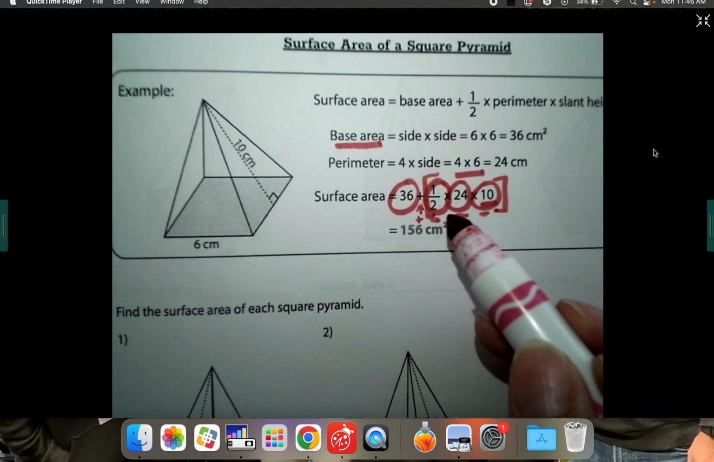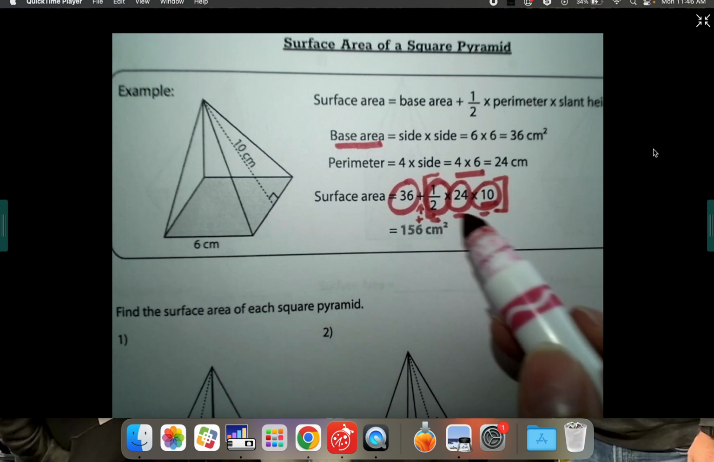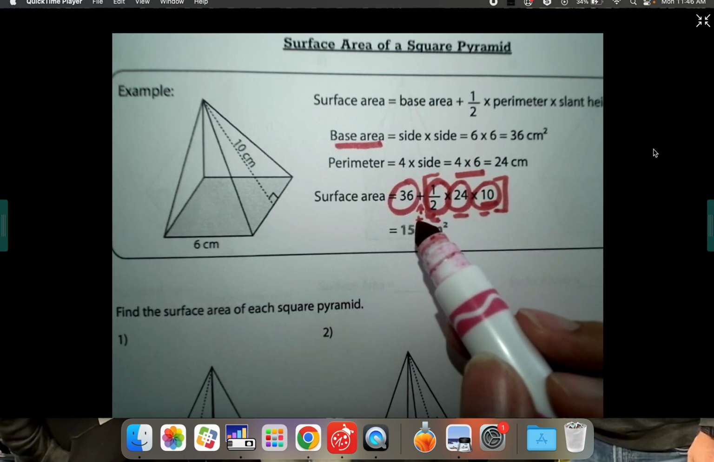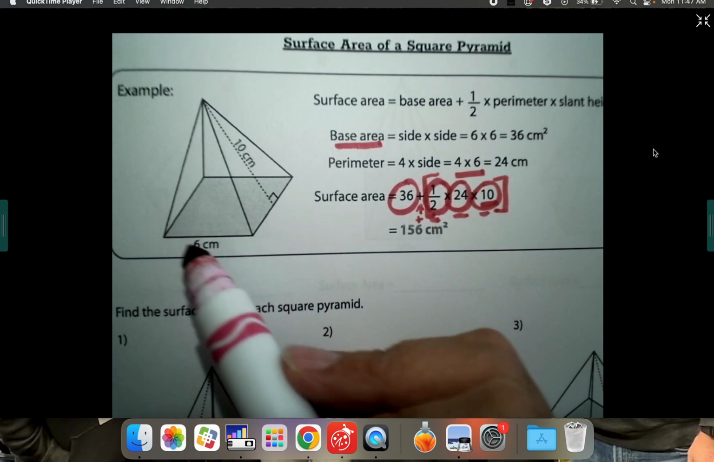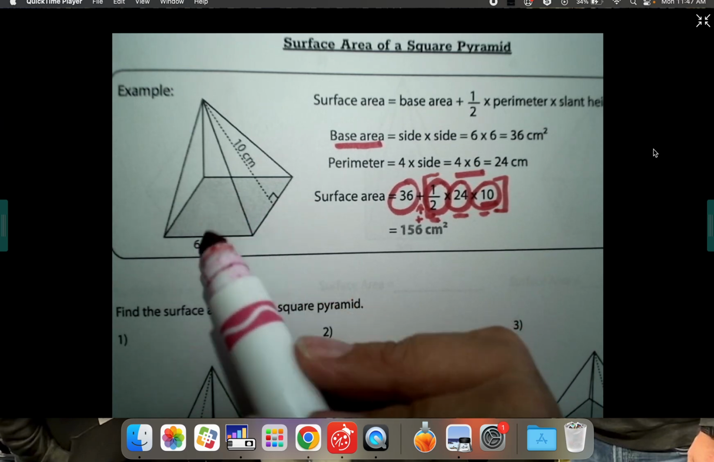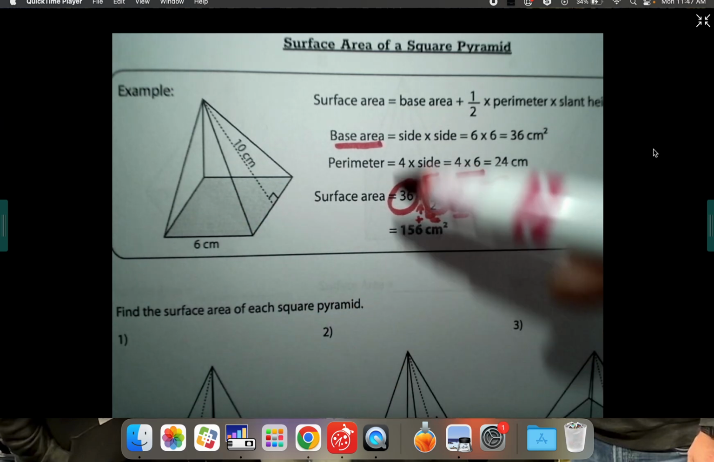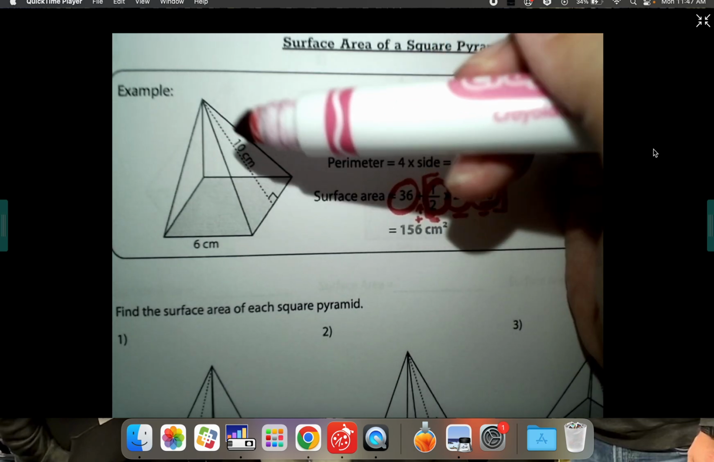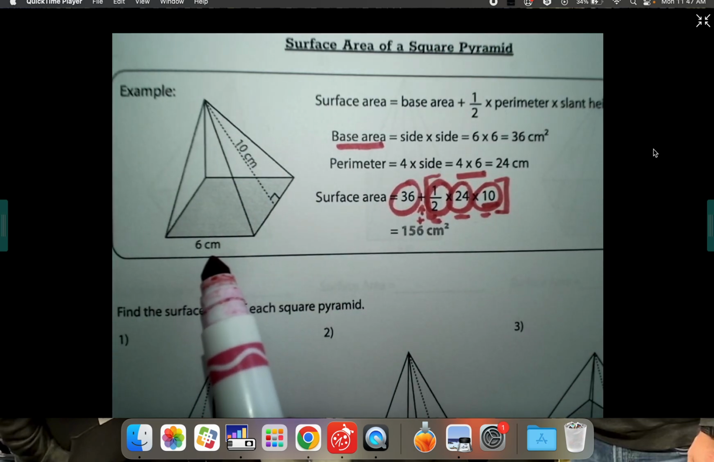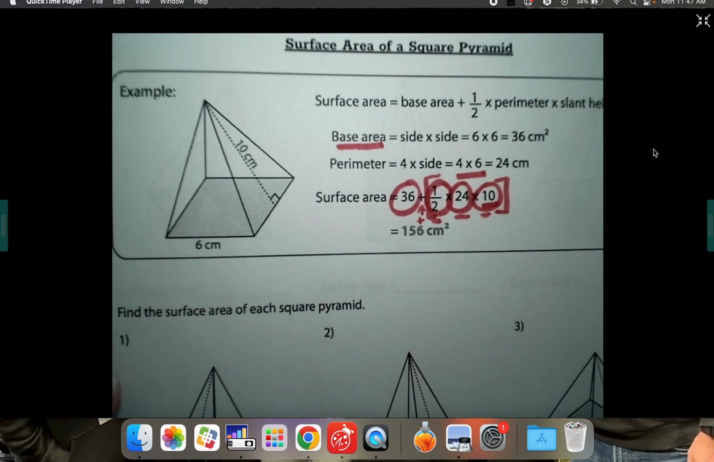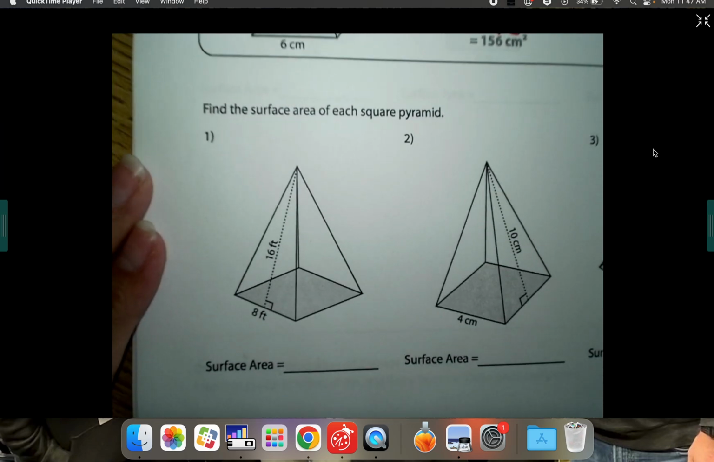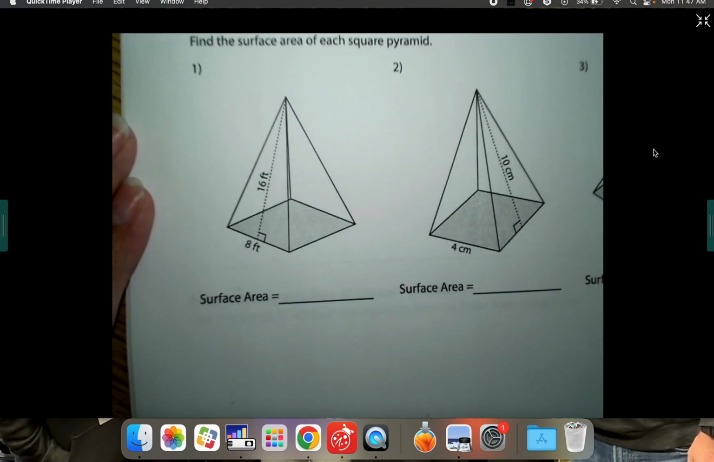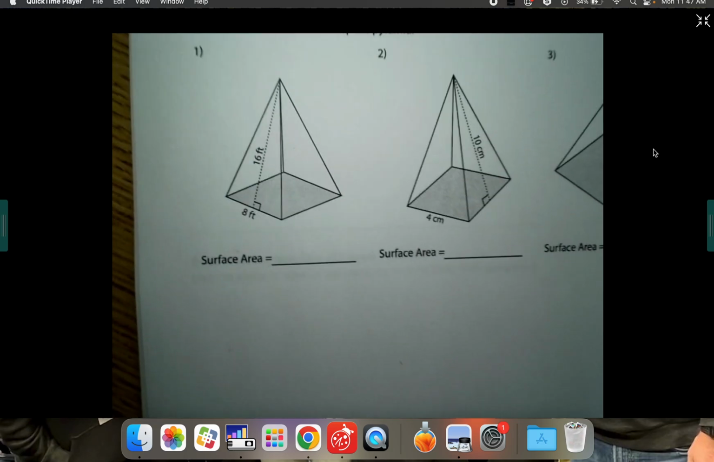And then once you multiply those 3 things, order of operations says multiply first, and then go back and add our 6 by 6, the base, the square part. So we're going to multiply all of the stuff that comes with the triangles, and then we're going to add back in our base. So let's practice this a few times, and I really think once you get the hang of the formula, they're not that hard to solve.